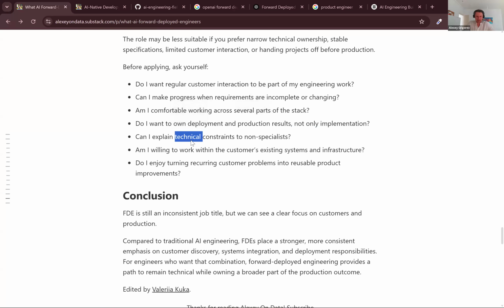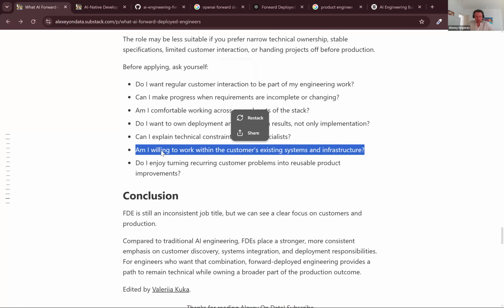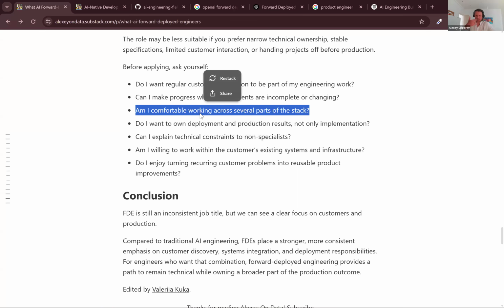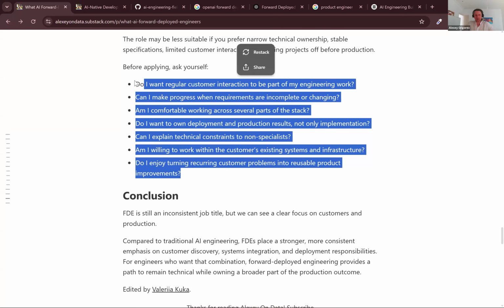Can I explain technical constraints to non-specialists? I think this is related to the first points. And then, I'm willing to work with customers' existing systems. This is related to working across several different stacks. And do I enjoy turning recurring customer problems into usable product improvements? Most of these things are customer related, and we as engineers don't always enjoy this. So we have to enjoy this to like the role too, right?